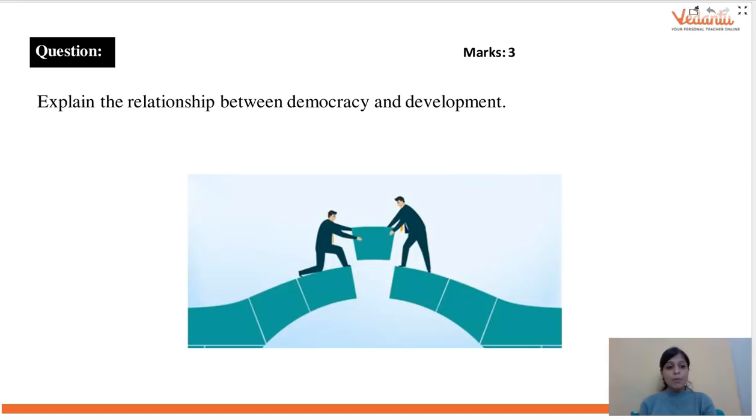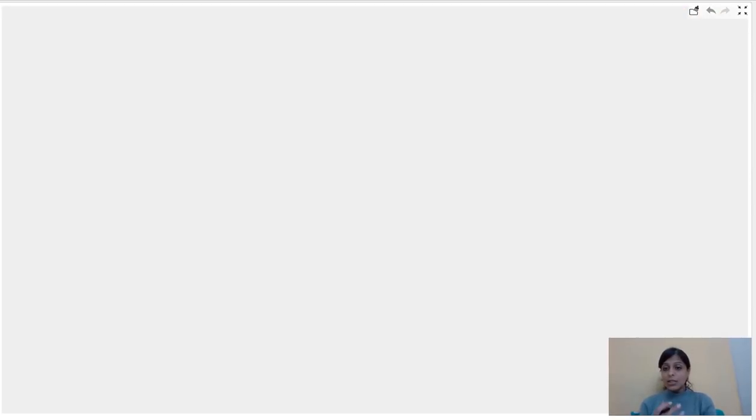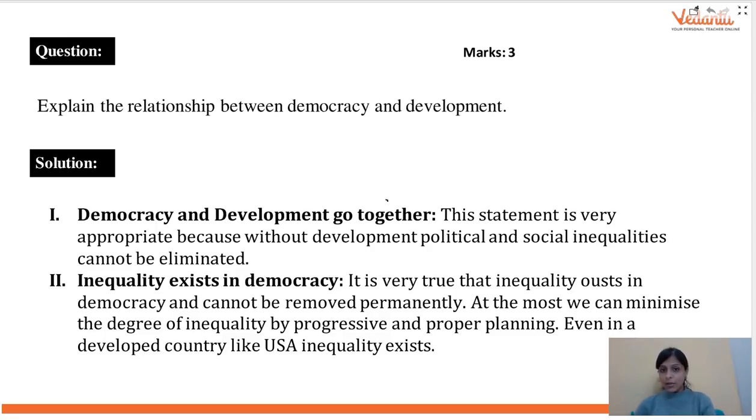Okay, so let's proceed. Explain the relationship between democracy and development. I believe it's a very, very important question. There is a very important relation when we talk about democracy and development. Don't both go hand in hand? So what is the relation? They go together. The first point is they go together because without appropriate policies formulated by the government, we won't be in a position to minimize the social differences and work on political inequality. So yes, it is important that development takes place, but there is equitable distribution of wealth.